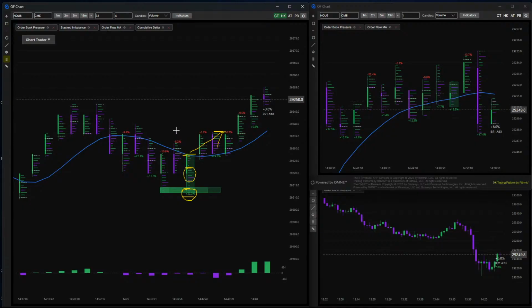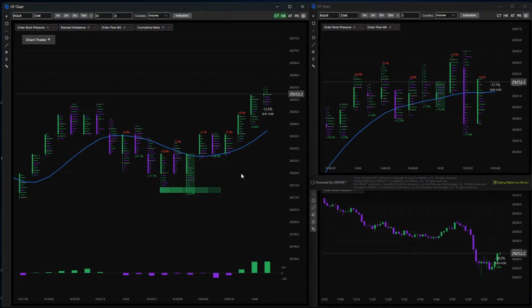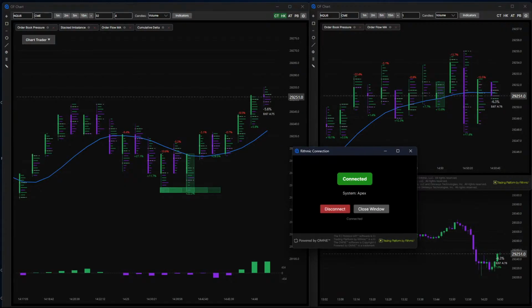So I'm hoping that this is going to give us a good idea of what's on the books on the level 2. Now you're going to have level 2 data. My connection right now is Apex, so I'm using Apex level 2 data.